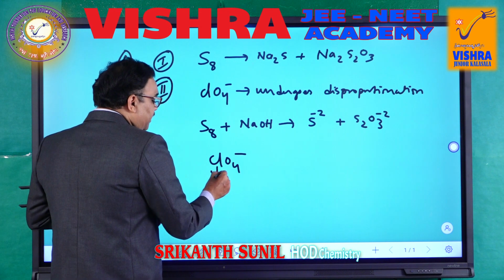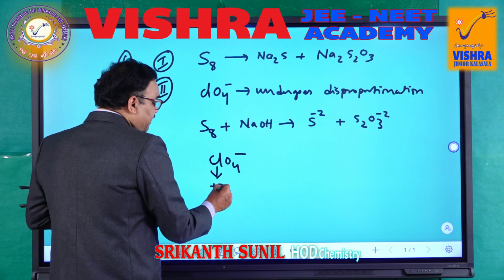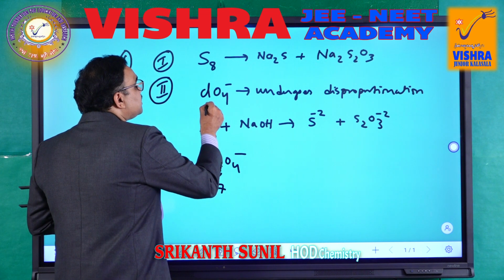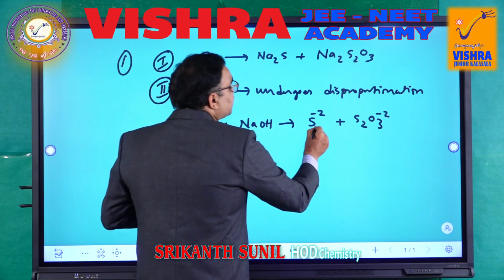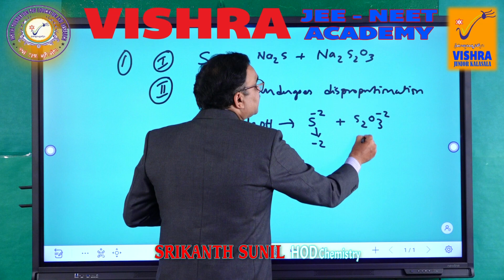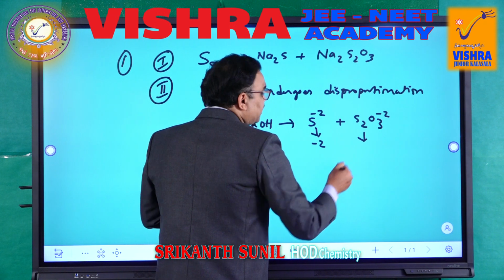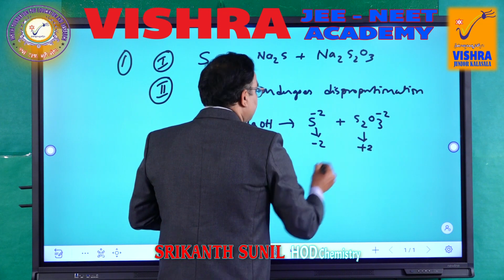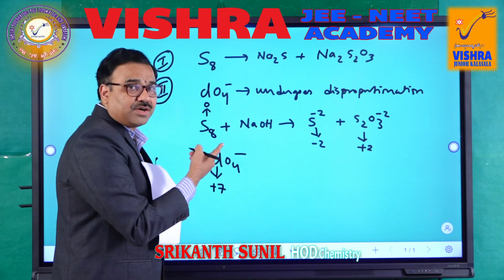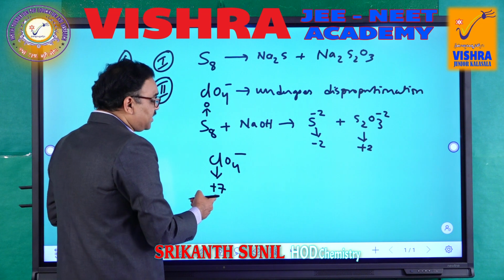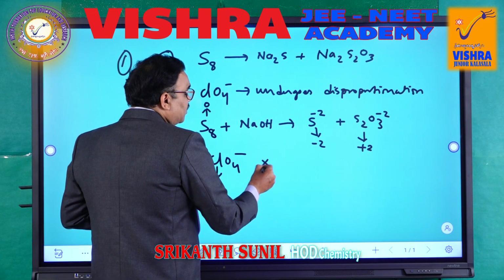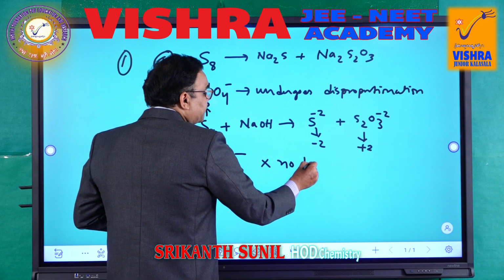Let us see ClO4 minus. In ClO4 minus, chlorine is in +7 oxidation state. Here S is in 0 oxidation state, this one is -2 and this one will be converted into a higher oxidation state, or we can say +2. So this one is undergoing disproportionation, but ClO4 minus cannot undergo disproportionation.